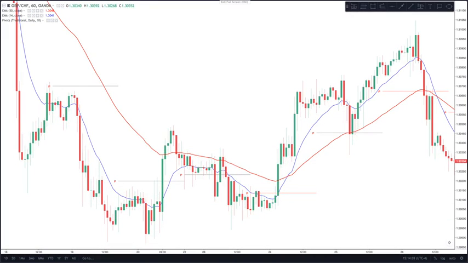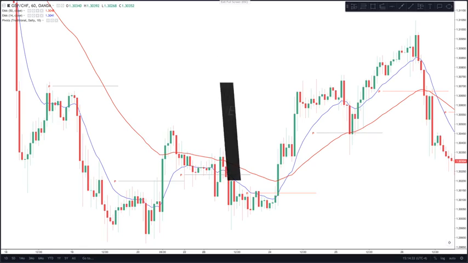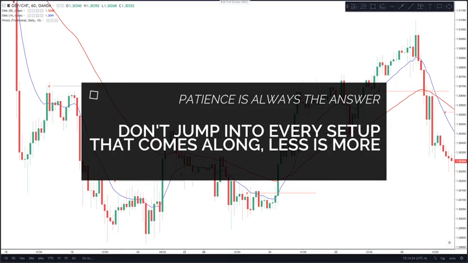Now this is a very key point. The best trades are when you see the 50 EMA lining up right at the pivot, which is exactly what we have here. We then have 3 candles rejecting and respecting both the 50 EMA and the pivot for a perfect 1-for-1 trade entry. The biggest takeaway from this episode is to always be patient, and if the trade doesn't line up with your trading plan, you can always pass on it.